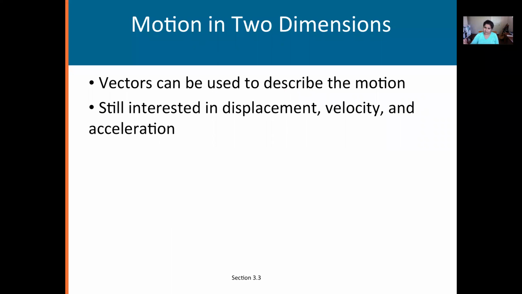We're going to use vectors. We're going to split the components into their x and y components for each vector. And so it's insufficient to just have positive and negative, okay? So we're still going to be interested in the same quantities we used to describe one-dimensional motion, if you remember that. Those quantities were displacement, velocity, and acceleration. So let's look at these in two dimensions.